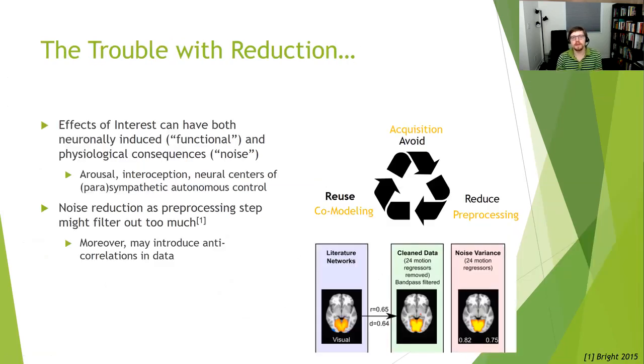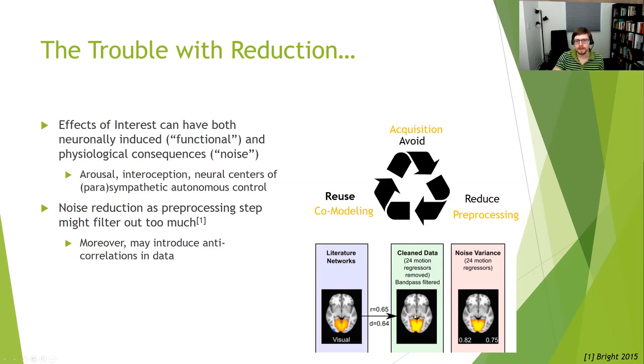The trouble with using all these noise models in a pre-processing step is that effects of interest can have both neuronally induced, so functional, and also physiological consequences. So think about arousal that changes your heart rate, interoception, which might change your breathing, or think about the neural centers of the autonomous control in the brain that of course also show functional activation, but they're also related to how that changes the physiology downstream. So noise reduction as a pre-processing step might filter out too much.